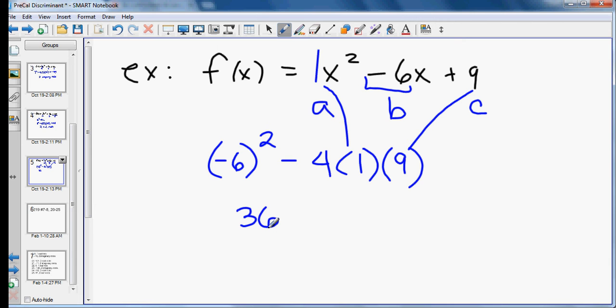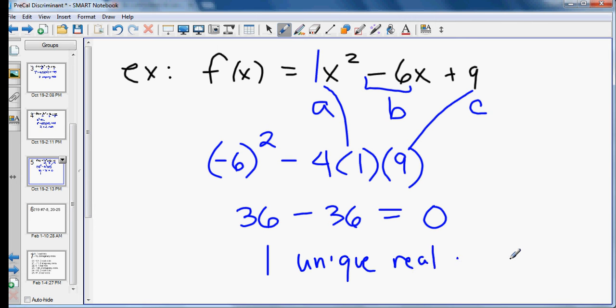When the discriminant is equal to 0, that means there is one unique real root. So you need to commit these rules to memory. If the discriminant is positive, there are two unique real roots. If the discriminant is negative, there are two imaginary roots. If the discriminant is equal to 0, then there is one unique real root. Again, you can think about it, there are two, it's just they're the exact same number. So there's just one unique real root when the discriminant is equal to 0.